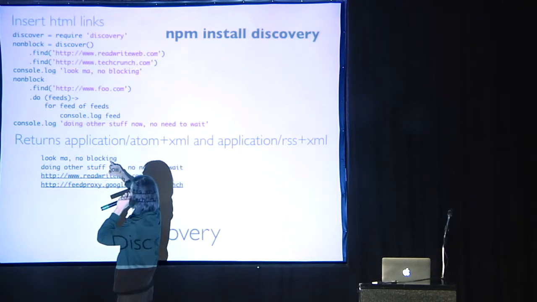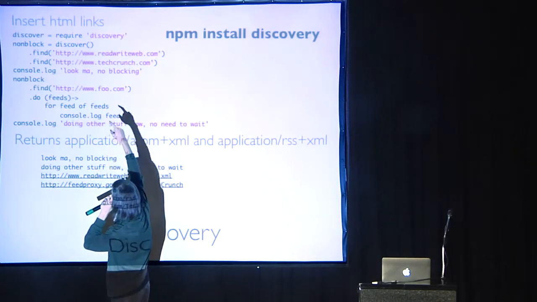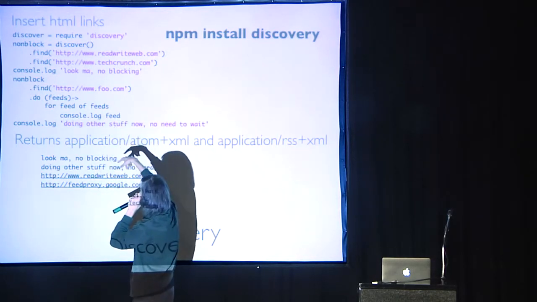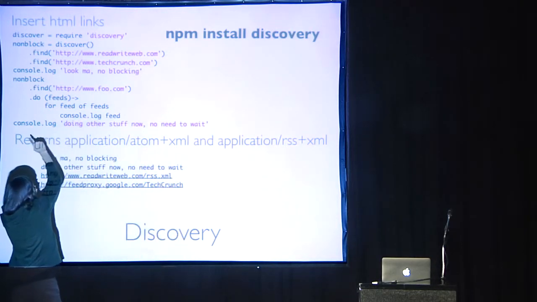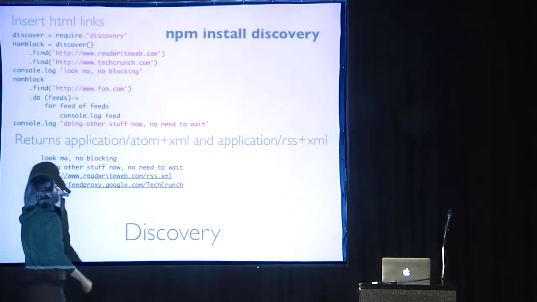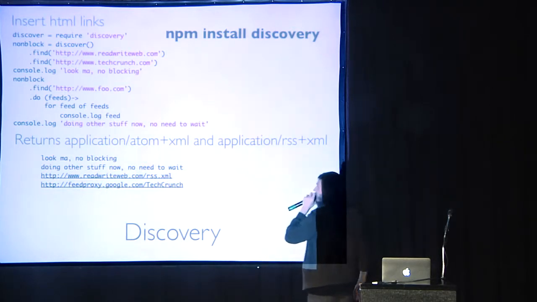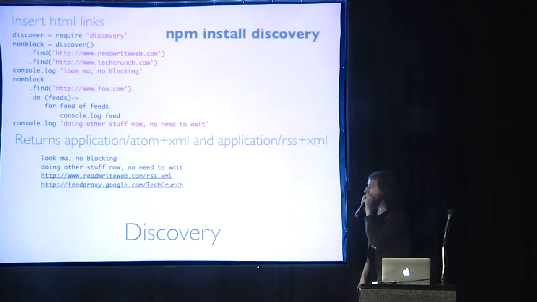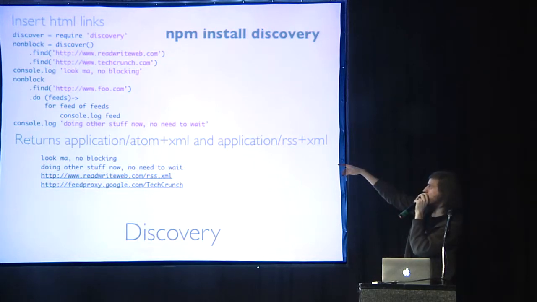So it goes to the first line, looks, non-blocking, and then does other stuff now, so you're not blocking or halting your execution on any one of those. And then at the very end, where it says .do feeds, for feed of feeds, console.log feeds, this is what it outputs. So it's just a really terse way to process stuff. And this is written in CoffeeScript right here, so it might look a little different if you're not used to seeing CoffeeScript syntax.